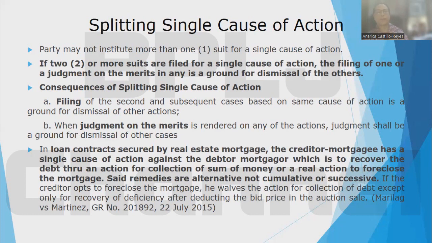The general rule: a party may not institute more than one suit for a single cause of action. If two or more suits are filed for a single cause of action, the filing of one or a judgment on the merits in any is a ground for dismissal of the others. Remember here, we're talking of two scenarios. You have a single cause of action, okay? If you have a single cause of action, you can only file one case in order to vindicate or redress that violation of your right. Okay? You cannot file two or more cases based on that same cause of action.